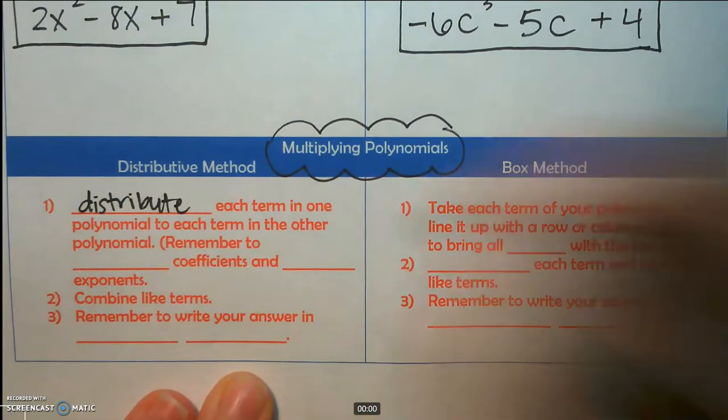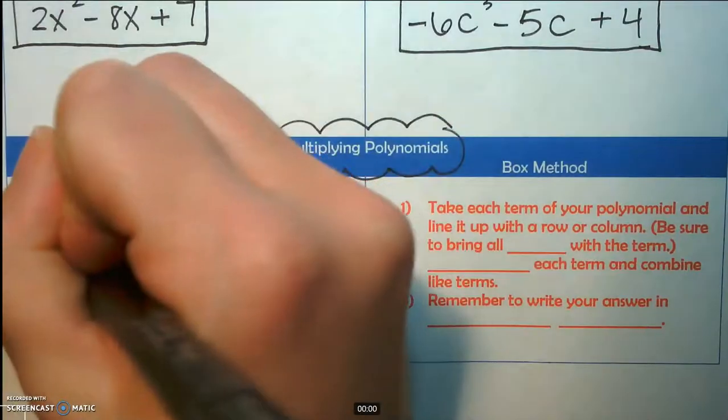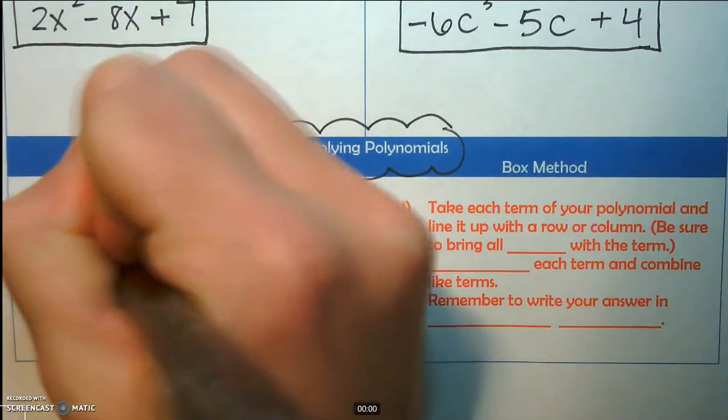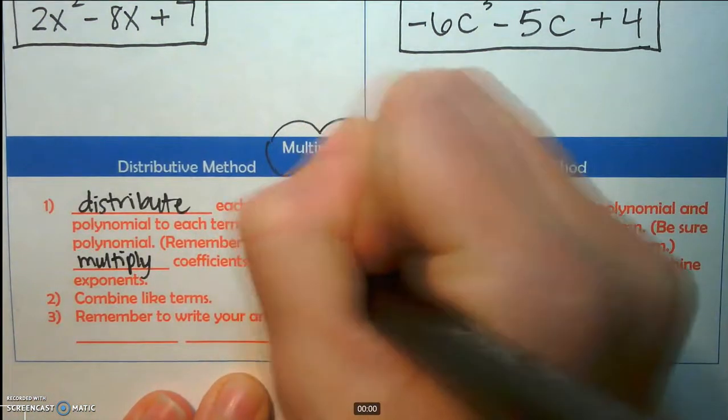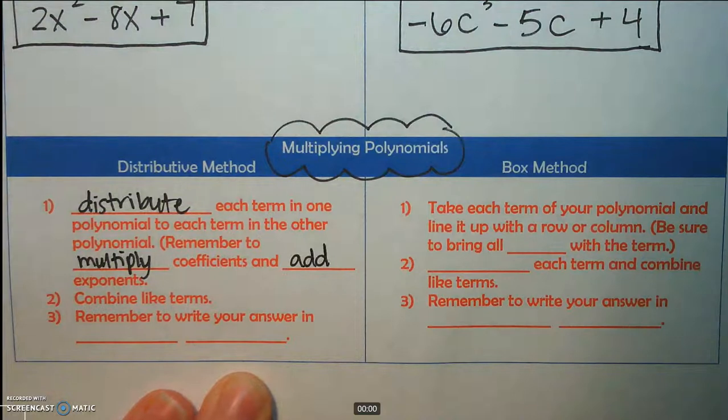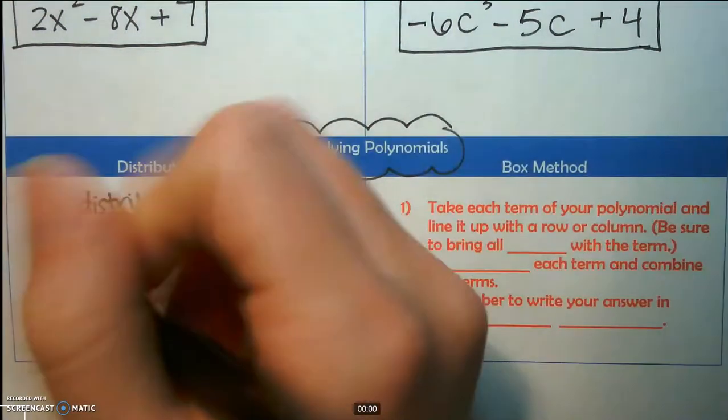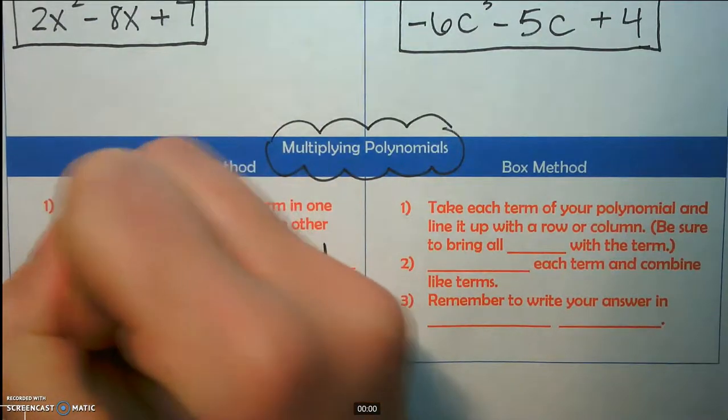Remember, this is big. Remember to multiply the coefficients. But then you're going to be adding the exponents. Next step would be combine like terms, and then as always remember to write your answer in standard form.